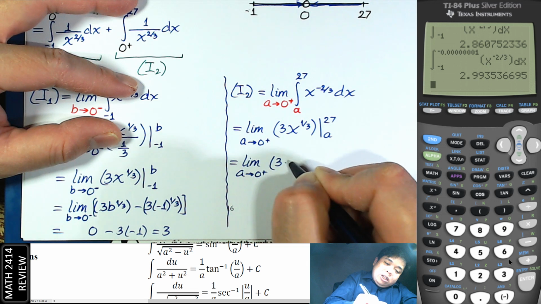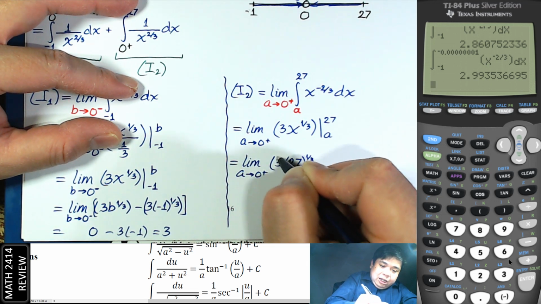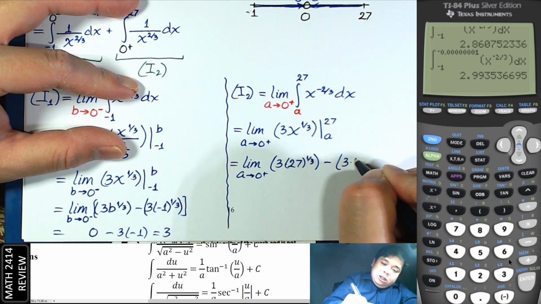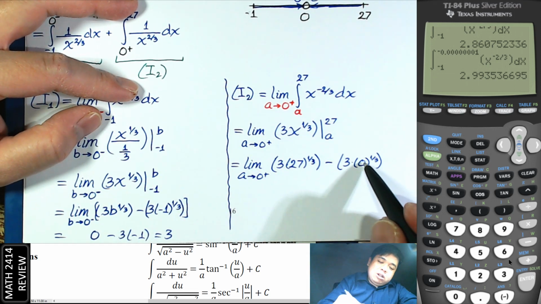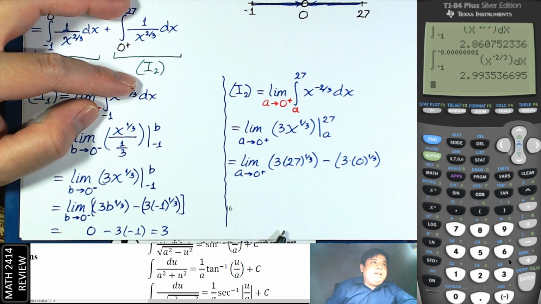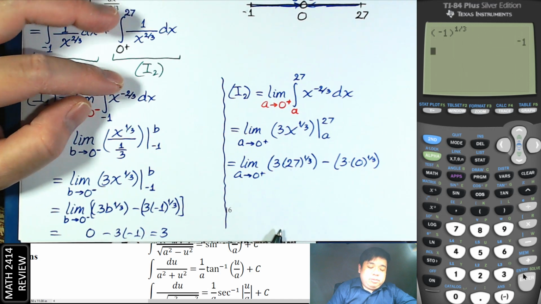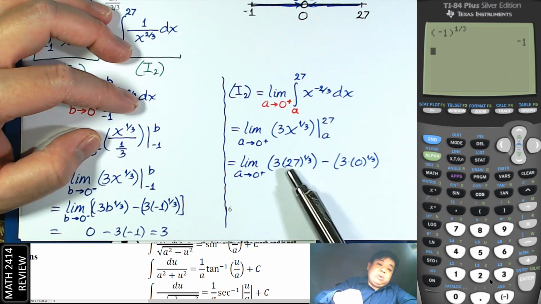Now I'm going to put 27 in for x and subtract 3, 0 to the 1/3. That's 0, 27 to the 1/3. By the way, the negative 1 to the 1/3, if you enter that in the calculator, make sure you have the parentheses. Right? So 27 to the 1/3 is cube root of 27, which is 3.